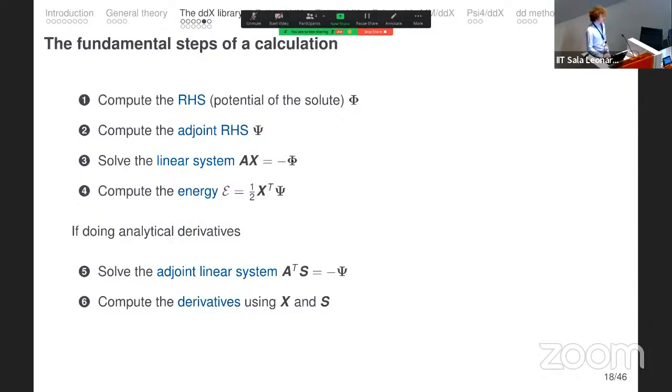We use an iterative method. We use a Jacobi method with acceleration. And once we have the x, the induced density, we can compute the energy as a scalar product.